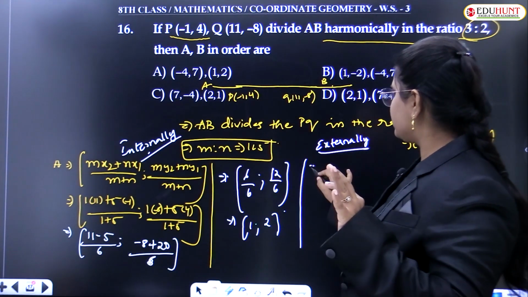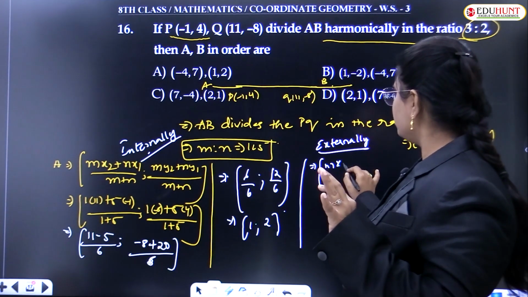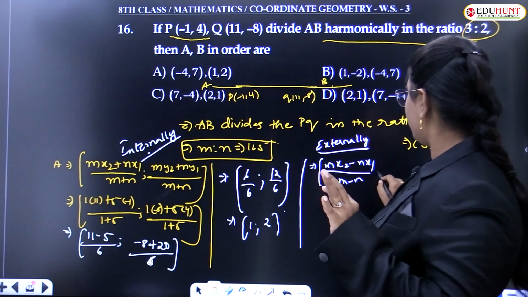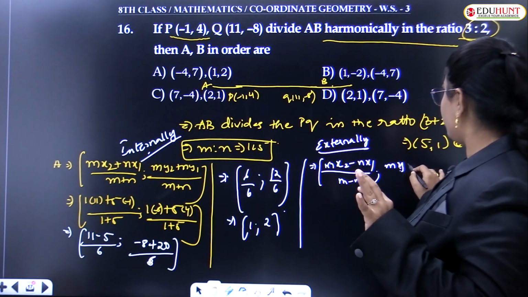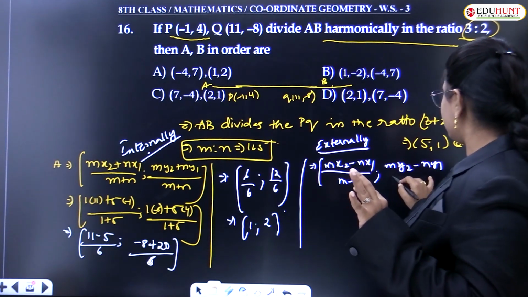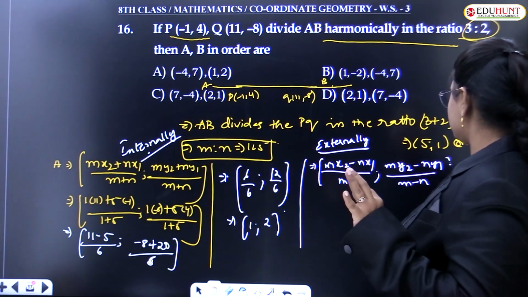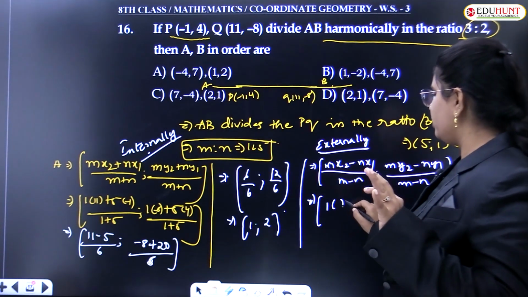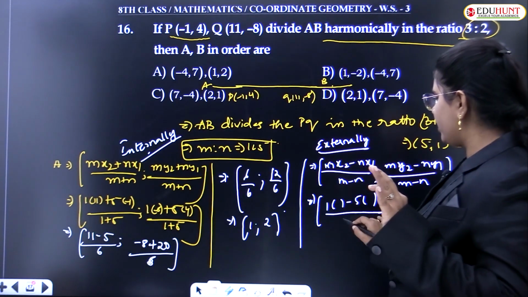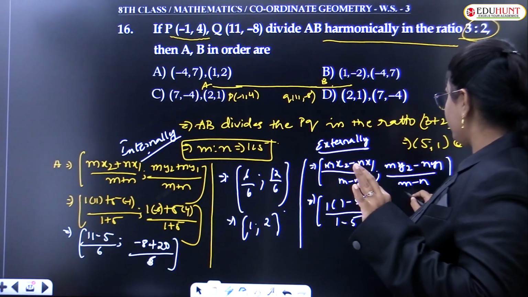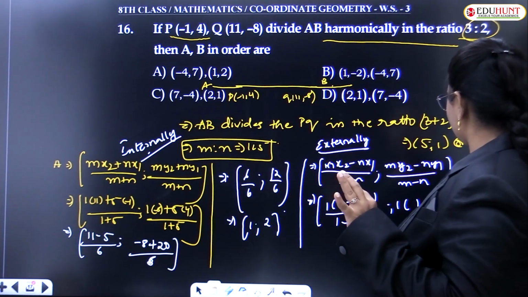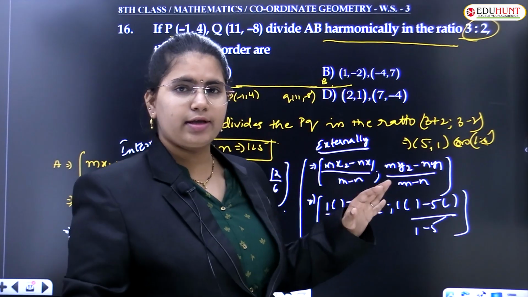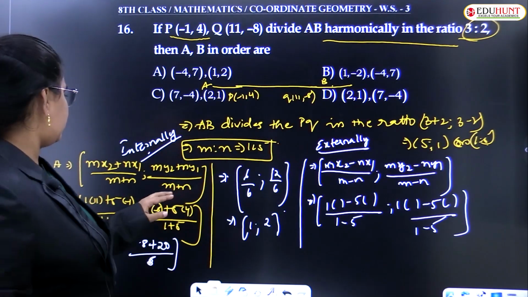Right? So what is the external formula? mx2 minus nx1 by m minus n, my2 minus ny1 by m minus n. So what is m and n? 1 is to 5. m value is 1, n value is 5, m minus n is 1 minus 5. Correct? So we'll apply x1 y1 and x2 y2 values in the brackets.